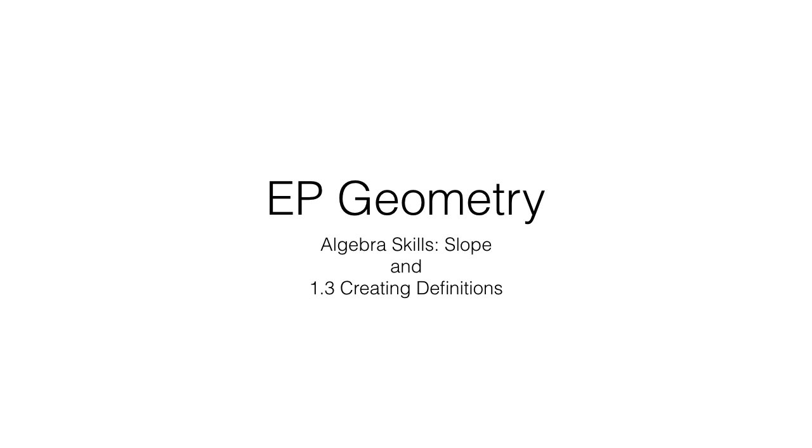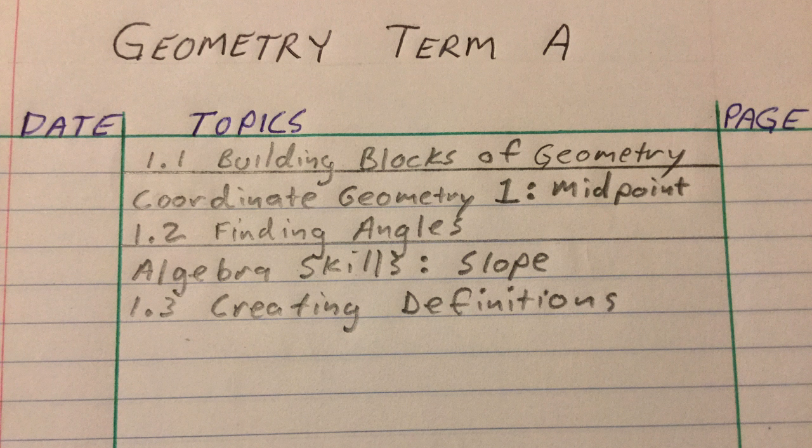Next will be the notes for section 1.3, creating definitions, and also a review of some algebra skills dealing with slope. Take out your notebooks, put these two things into your table of contents, add the date and the page, and then we'll get going.